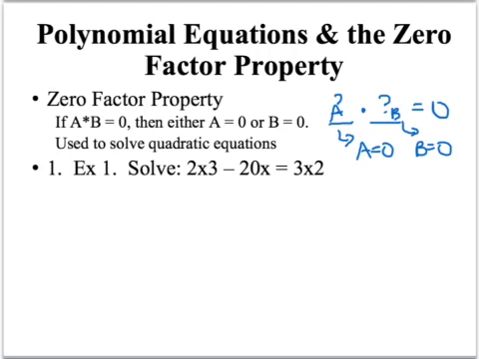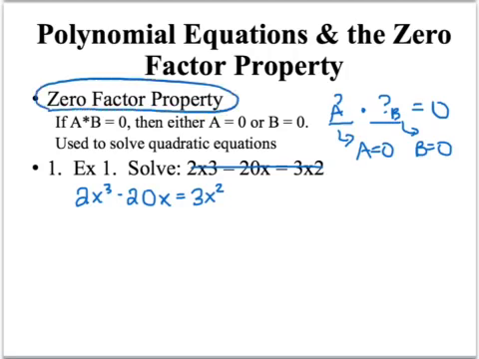So the first example, I need to change this. This should be 2x cubed minus 20x equals 3x squared. Well, when you see this type of polynomial, you want to get it equal to 0, because this property only works when it is equal to 0. So I'm going to subtract 3x squared. And now it's in standard form.